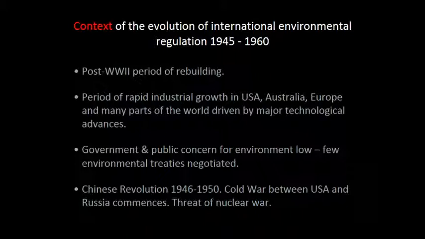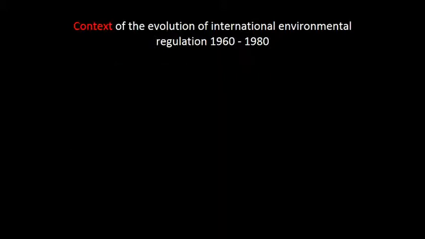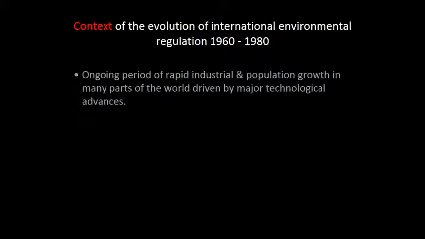Okay, so if we jump forward into, I'm going to just say, 1960 to 1980, and if we think about this period of history, can I summarise it in just a few dot points? So firstly, it's an ongoing period of rapid industrial growth and population growth in many parts of the world, driven by major technological advances. So that's the same as the past period.